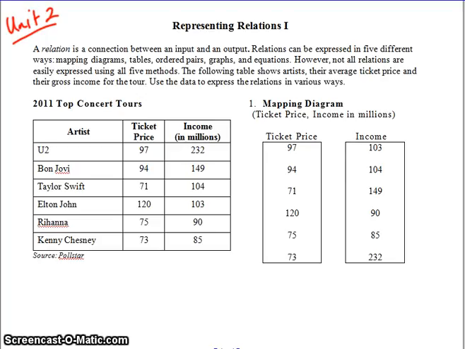Relations will lead us to what we call functions, which is the majority of what we're going to cover in Unit 2. First, what is a relation? A relation is a connection between an input and an output. Relations can be expressed in 5 different ways: mapping diagrams, tables, ordered pairs, graphs, and possibly equations. However, not all relations are easily expressed using all 5 methods.